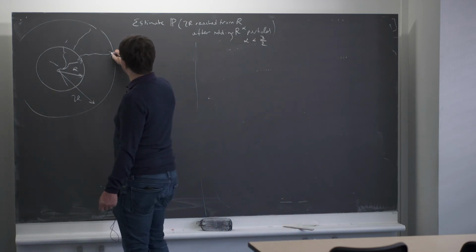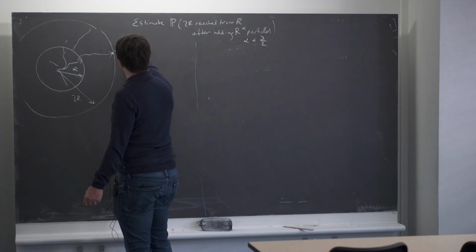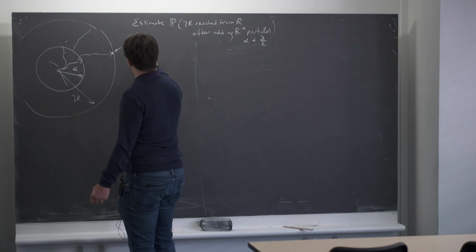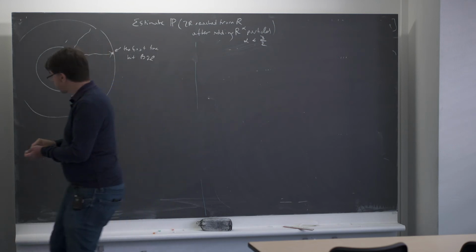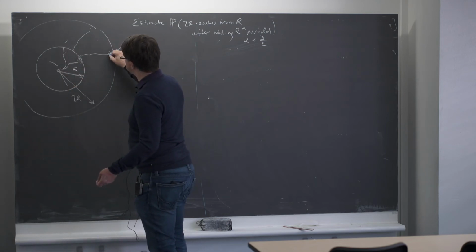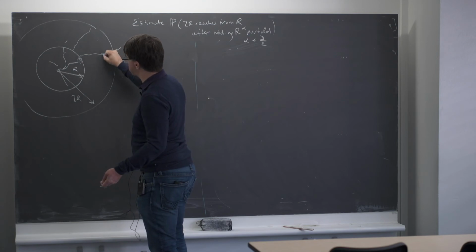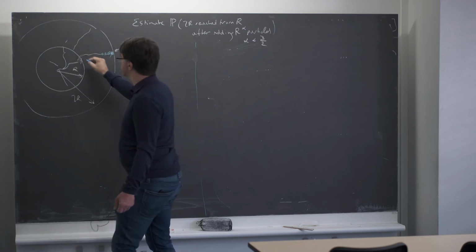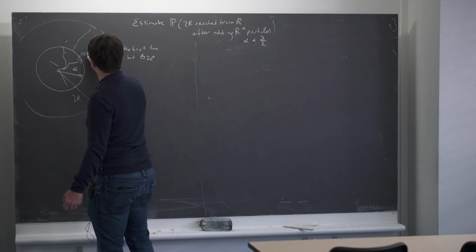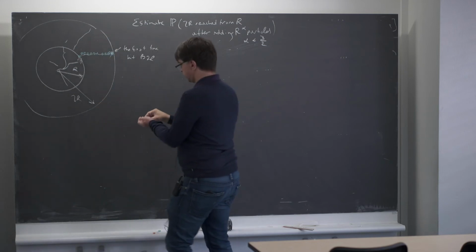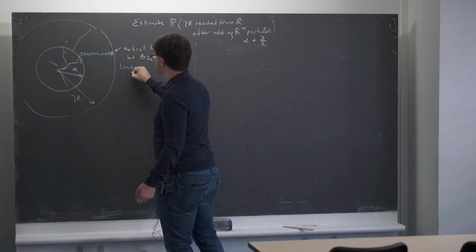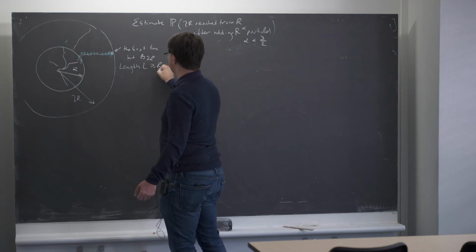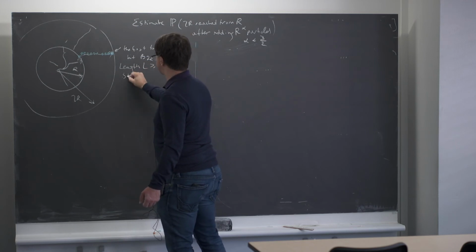Suppose this is the first time we hit the ball of radius 2r. Then this particle was attached to some particle, which was attached to some particle, which was attached to some particle. So there is a string of particles which were attached in order. Let's say the string has length L, which is at least r.